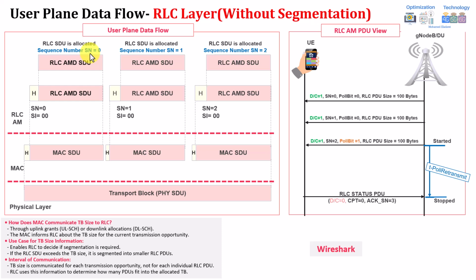The first one is assigned sequence number 0, the second one sequence number 1, and the third one sequence number 2. And this is RLC acknowledged mode SDU, AM for acknowledged mode data SDU, and this is being transferred. Now the RLC needs to add the headers, right, as we highlighted before.